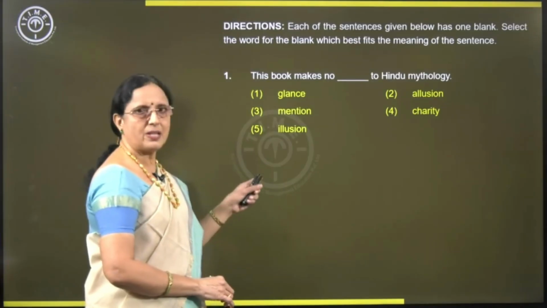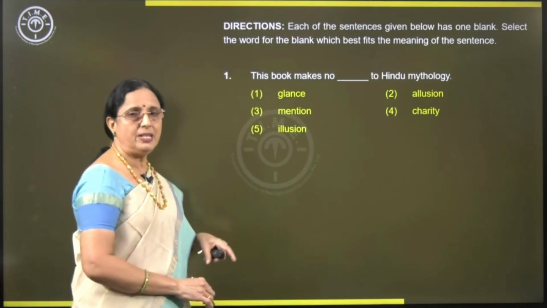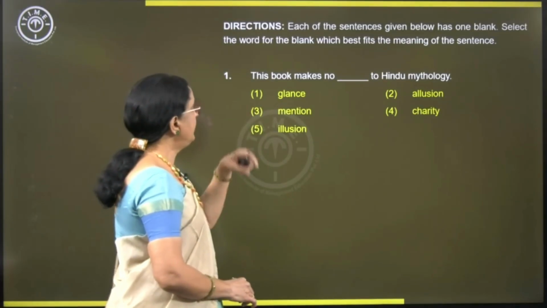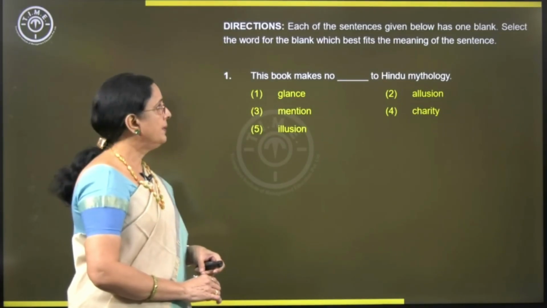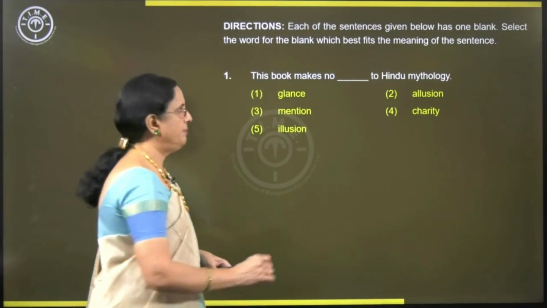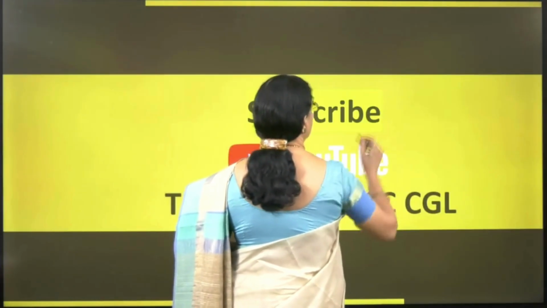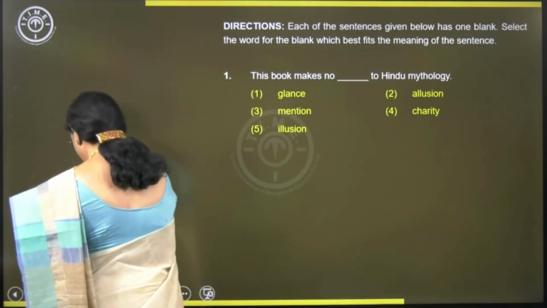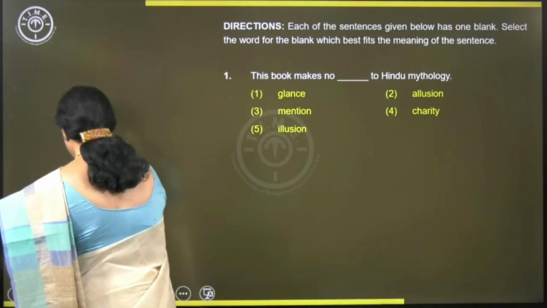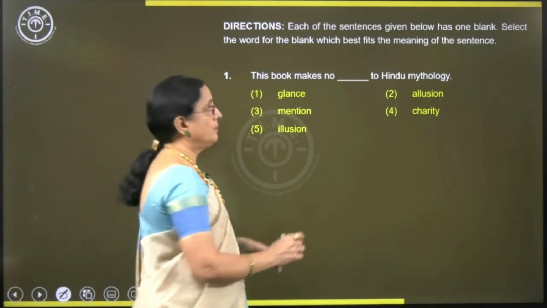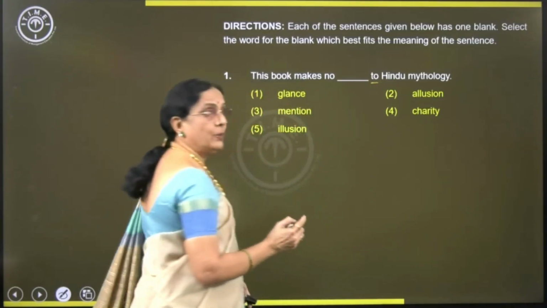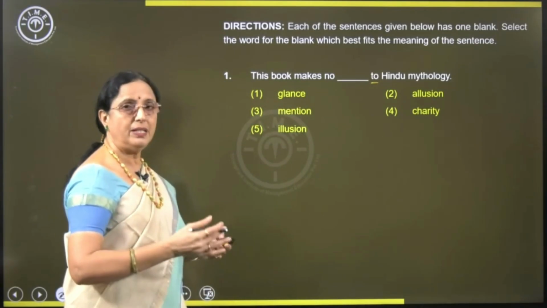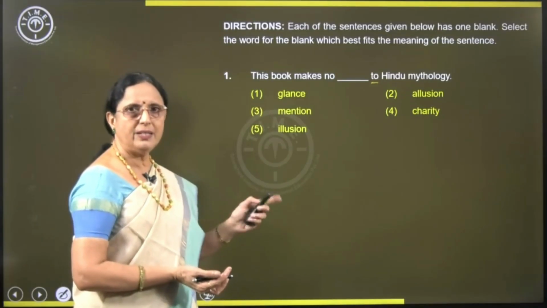Right? Now, let's start. Let's apply the strategy and see whether you get the answers correctly or not. This book makes no dash to Hindu mythology. Makes no dash to. What do I say? Since "to" is here, I say it should be "reference to". So, my word is makes no reference to. Do you understand? Sometimes you get the word automatically. If you read regularly, you get these words.